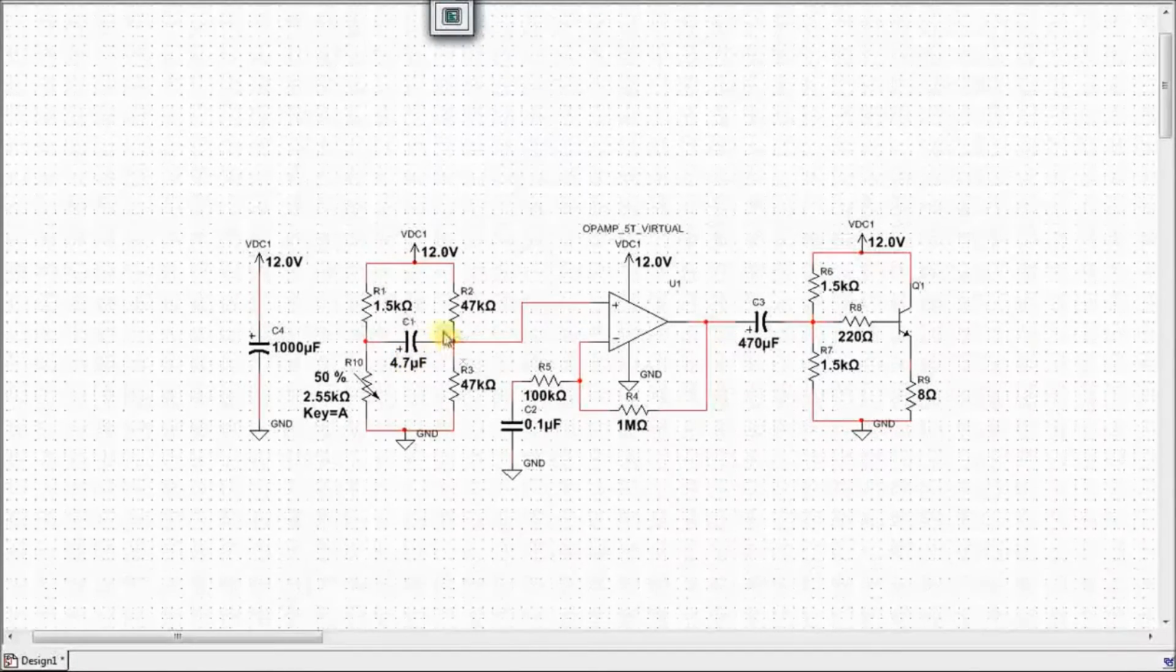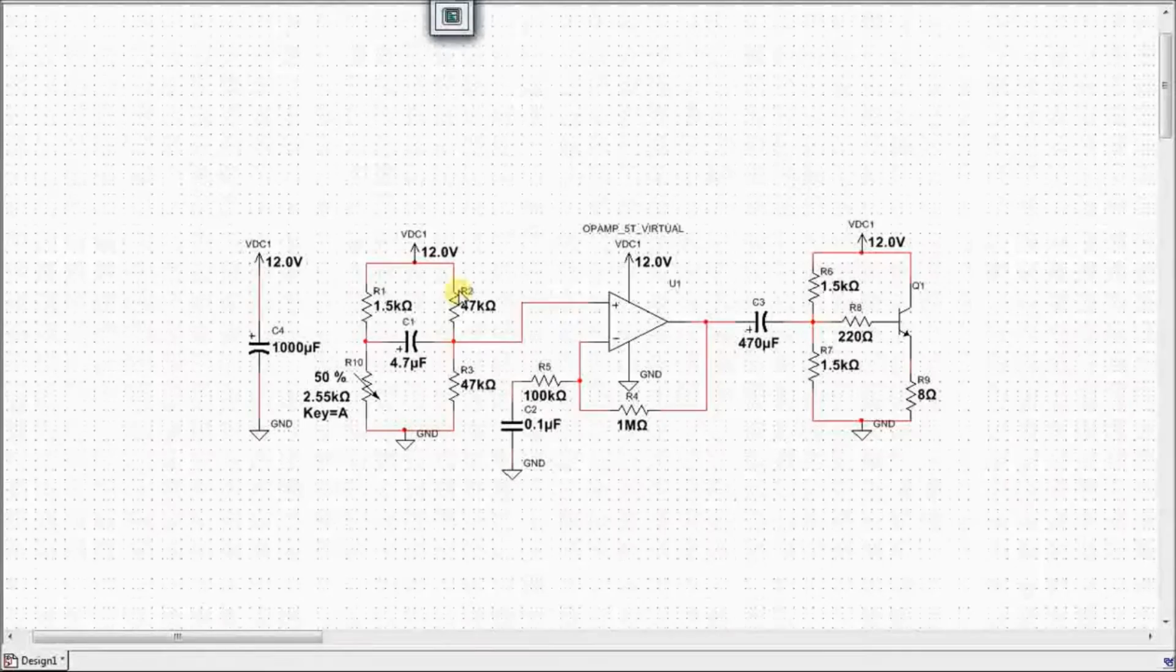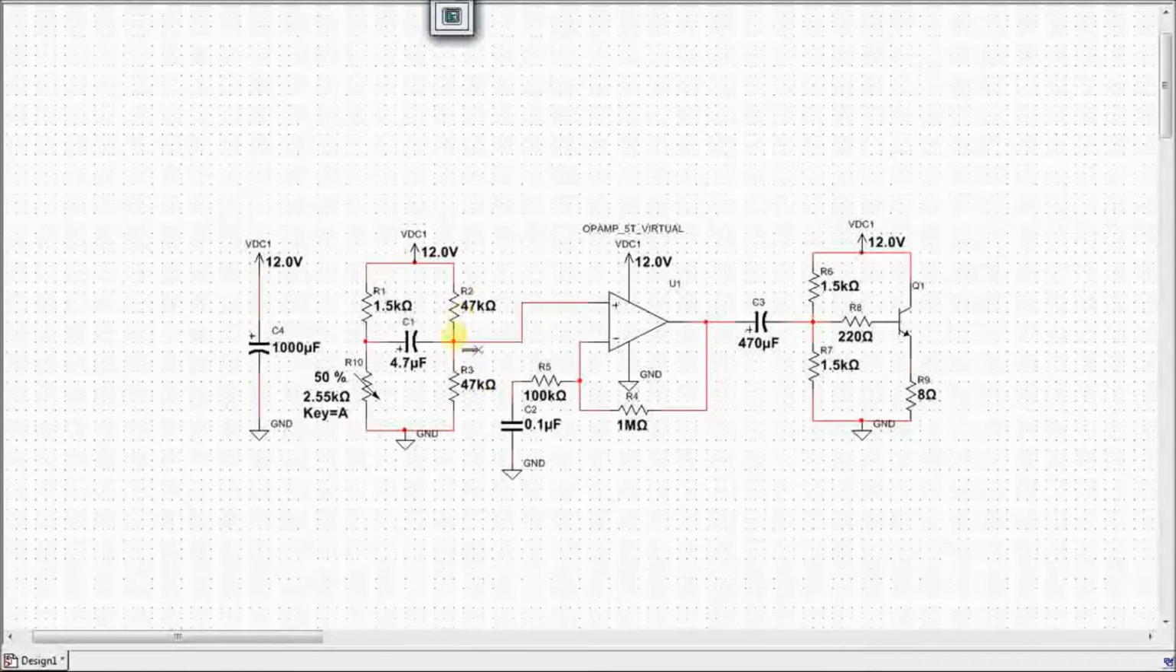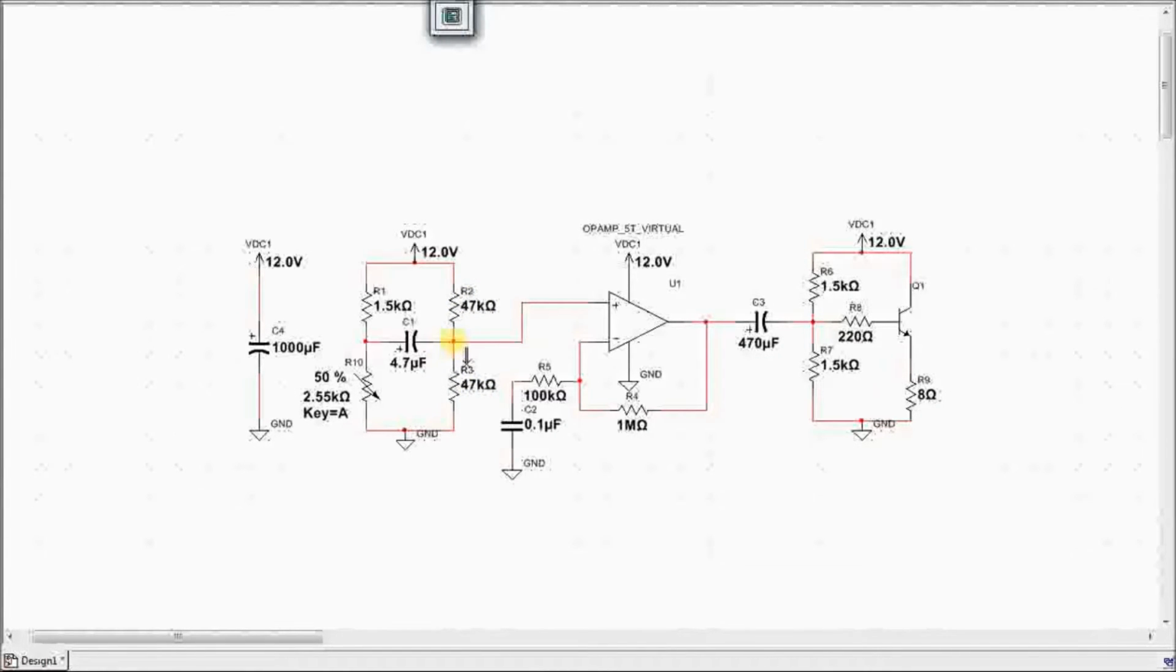Then that input will go to these 47 kilo ohm resistors, which will bias the input supply to 6 volts, because this is at 12 volts and these two resistors are equal, so this will be at 6 volts, and this will give a 6 volt DC bias to the overall signal.